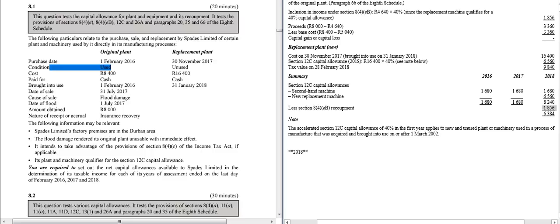Okay, so that's it for now on your capital allowances and recoupments. So please go through it, and please also go through a few questions in this textbook, in your graded questions on income tax in South Africa. It summarizes the work very well, and it is really something that you need to go through and work through in order to prepare for the test. Okay, so that's it.